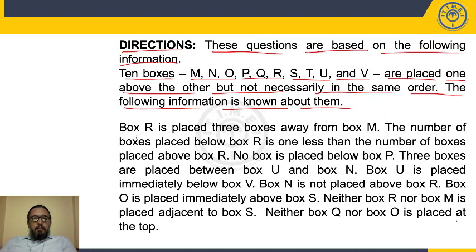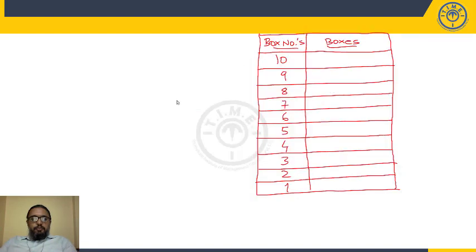Now, box R is placed 3 boxes away from box M. Now 3 boxes away means in between you should have 2 boxes, right? So we have R in between 2 boxes and M. So it can be M, 2 boxes, and R also, correct?